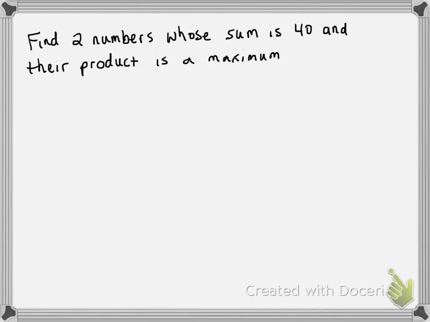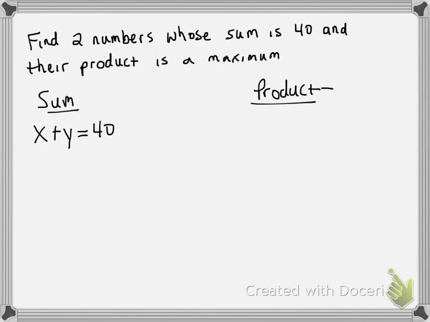All right, so we have two things going on here. First off, we have a sum and a product. So we're going to work with our sum equation first. And the sum equation would be x plus y equals 40, because we already know what the sum is supposed to be equal to. The other one is going to be our product equation. Now, the product, we don't know what the product is, but we do know we want to maximize it, right?